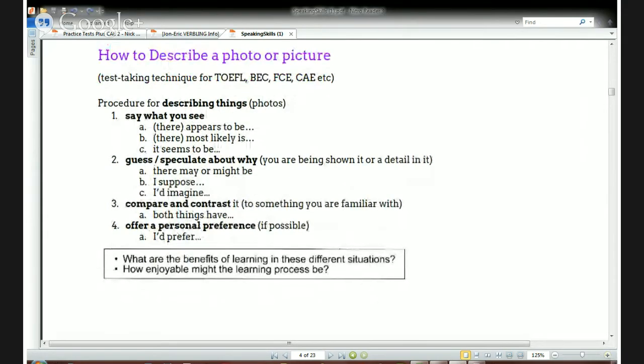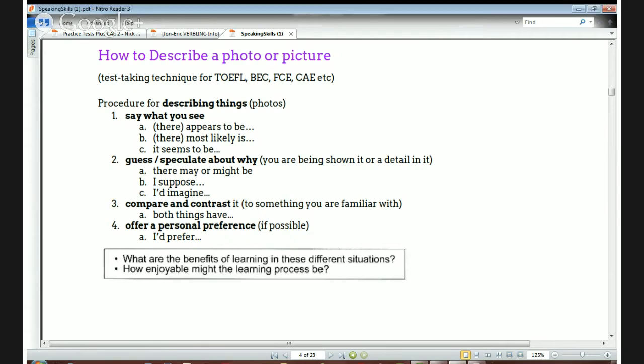I don't understand what I have to read or to say. Before we look at the pictures, we're going to look at a question, which we call a prompt. The question is to get us thinking about the picture. So this is very similar to what you would do in an exam, like the TOEFL or the IELTS or something like that. So could you read the prompt for us, those questions at the bottom of the page? What are the benefits of learning in this different situation? That's right. How enjoyable might the learning process be?